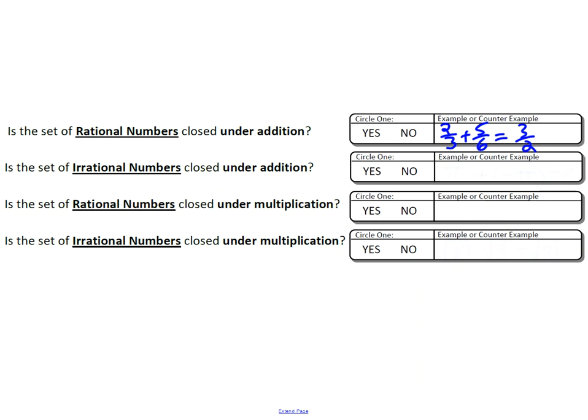So for that reason, is the set of rational numbers closed under addition? Yes. And this is an example, not a counterexample. But you could come up with many other examples. Is the set of irrational numbers closed under addition? In this case, no. It's not closed under addition.